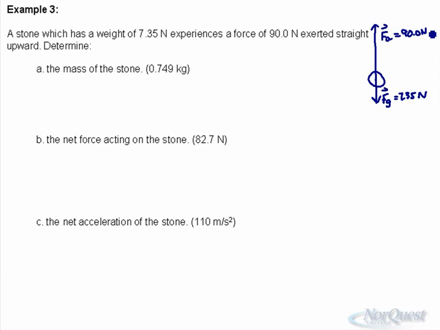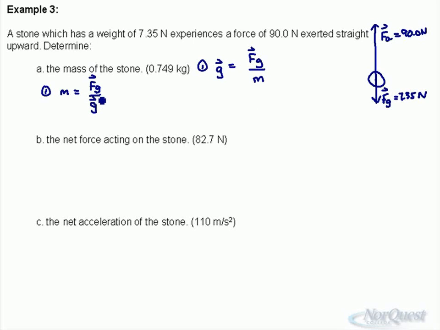So if we want to find the mass of the stone, we can use this formula off our sheet. Acceleration due to gravity is equal to Fg over m, I think is how it's written on your formula sheet, or Fg equals mg. So we could manipulate this formula, which we'll do on the right hand side here, as mass equals Fg divided by acceleration due to gravity.